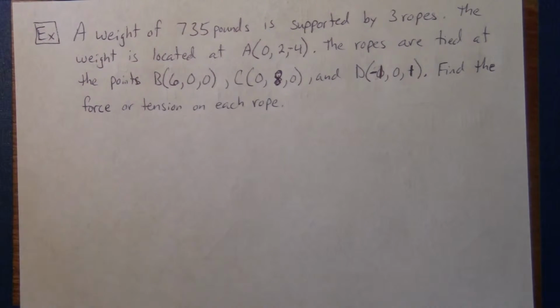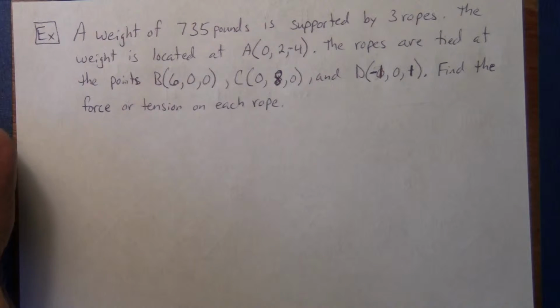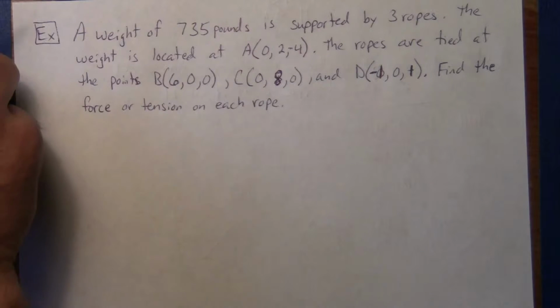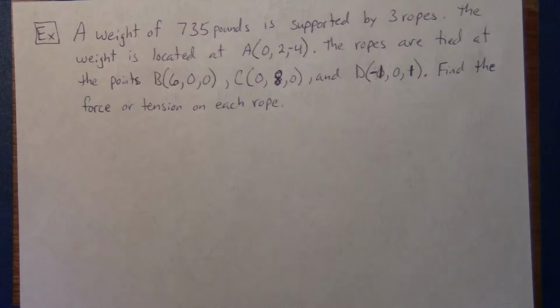All right. So the one that's got a lot more work and a little bit more difficult is the last one. And it says the weight of 735 pounds is supported by 3 ropes. The weight is located at point A, which is 0, 2, -4. The ropes are tied at the points B, which is 6, 0, 0, C, which is 0, 8, 0, and D, which is -1, 0, 1. I want you to find the force or tension on the ropes.